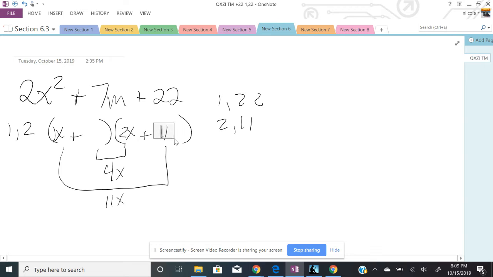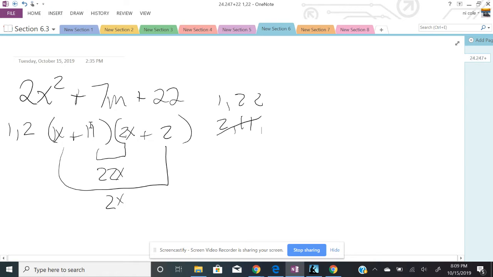So I'm going to come in and try the other combination. So I'm going to put 11 first. So let's try 11 and 2. So 11 times 2x gives me 22x. And 1 times 2 gives me 2x. I sum those up, and that gives me 24x, which is not 7x. So I have to try again. So I've done both combinations of 2 and 11.